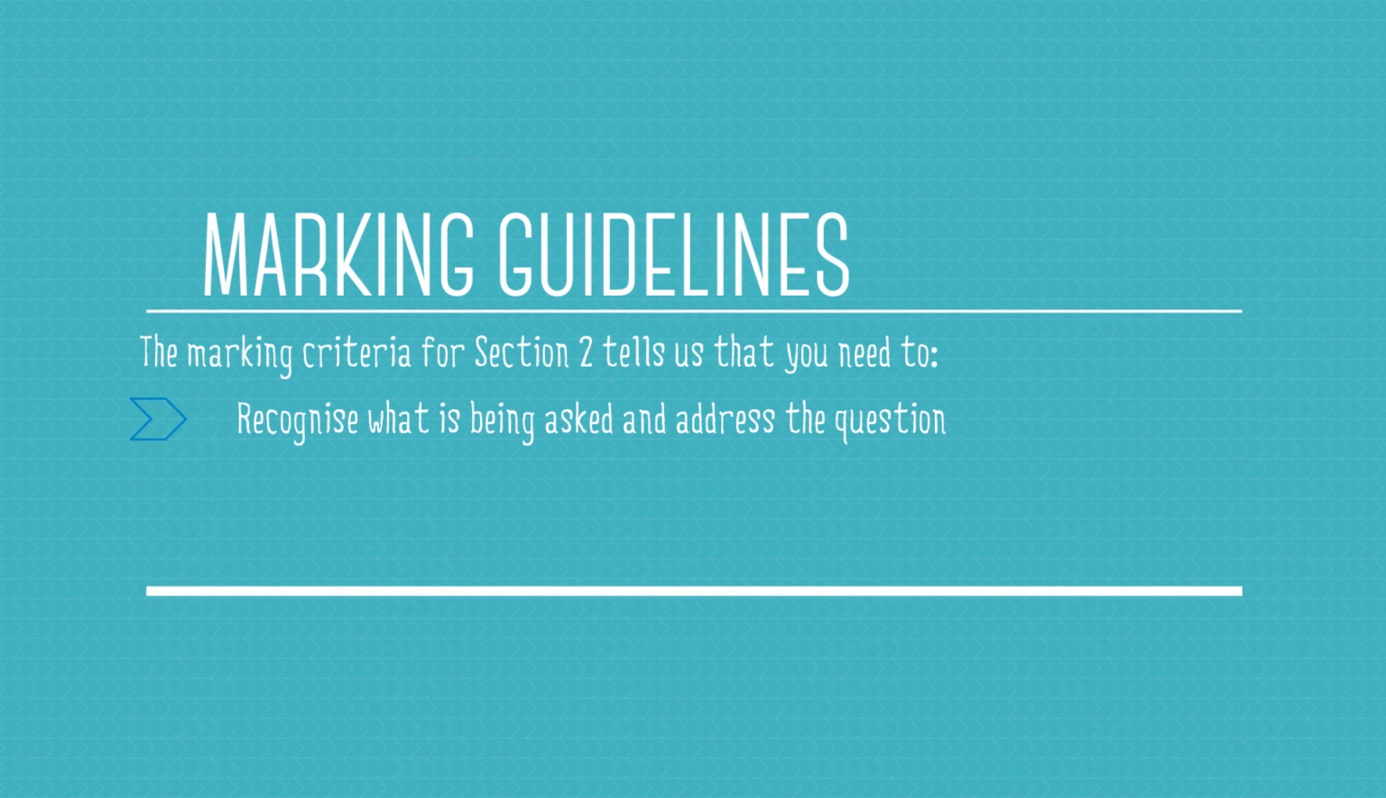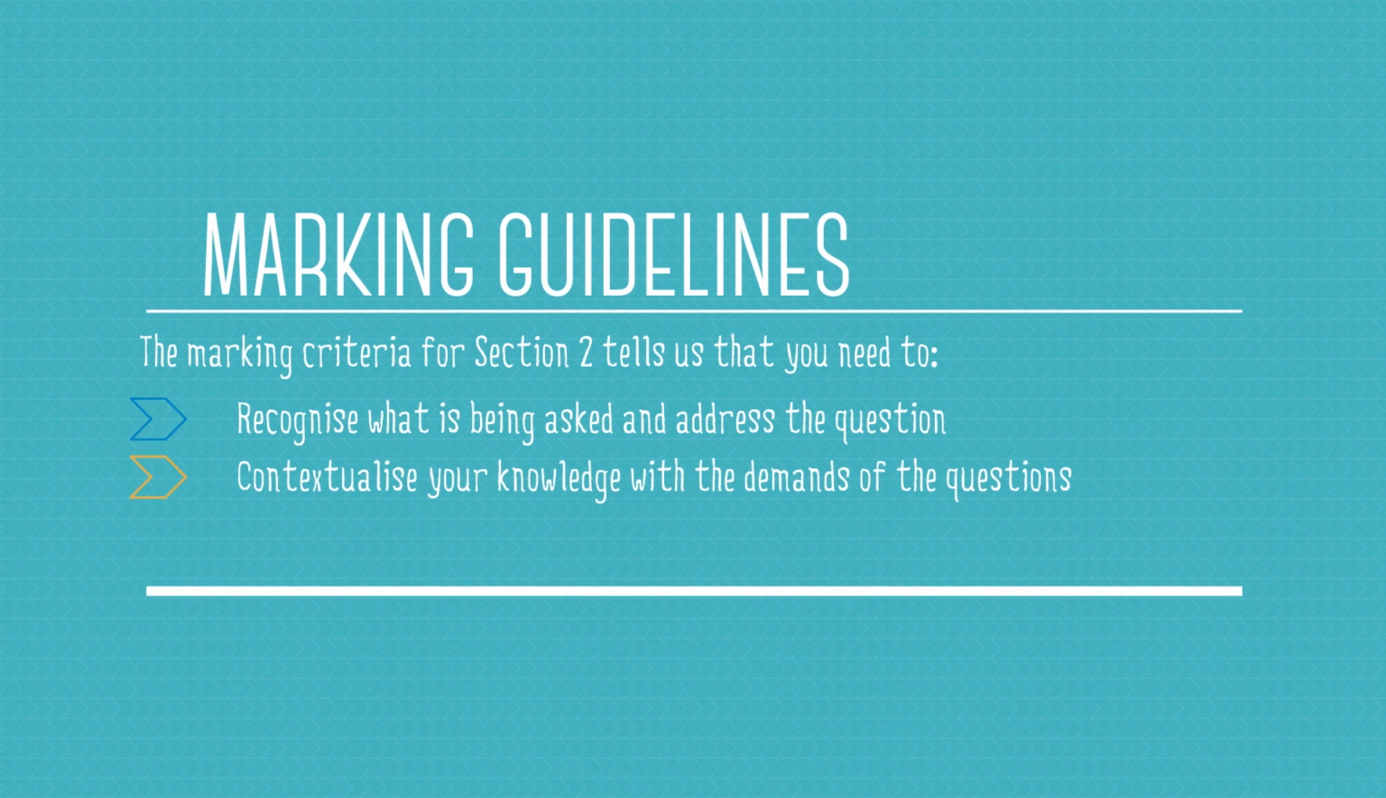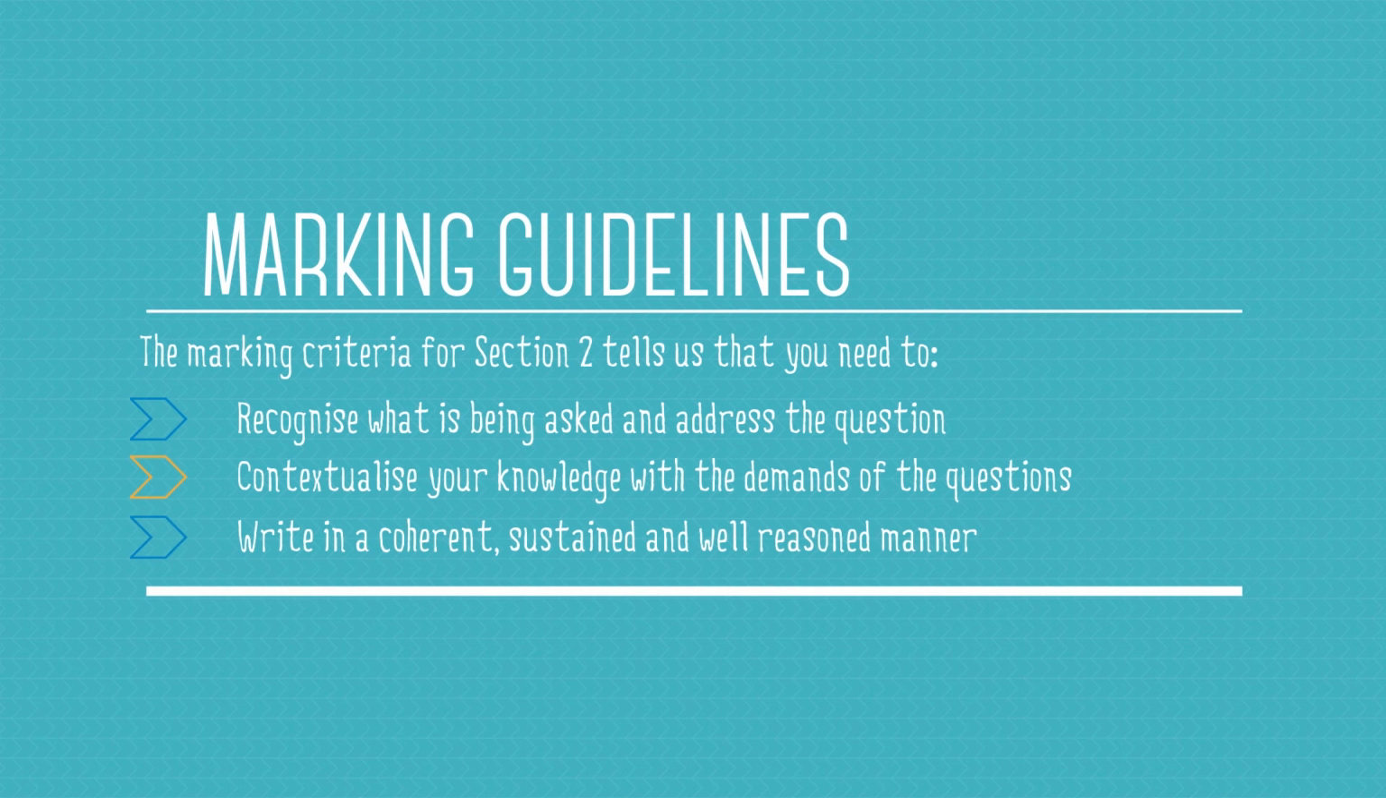When we look at the marking criteria from the HSC exams, the marking criteria for Section 2 tells us what you need to do. You need to be able to recognise what is being asked and address the question. You need to contextualise your knowledge with the demands of the question, and you need to write in a coherent, sustained and well-reasoned manner.